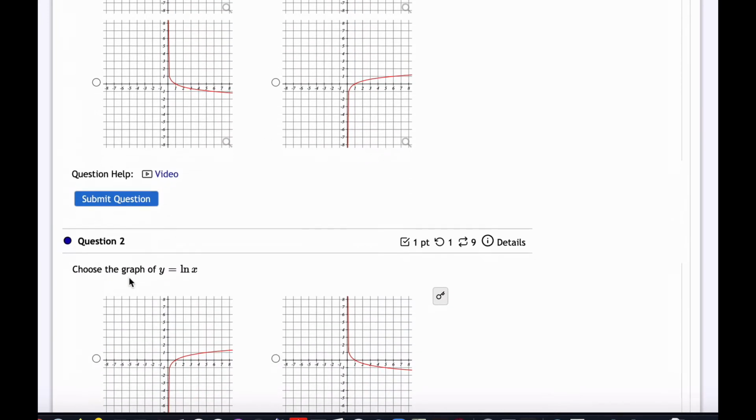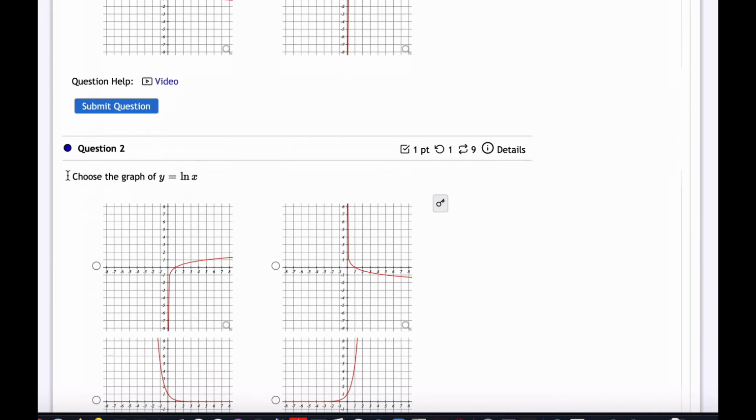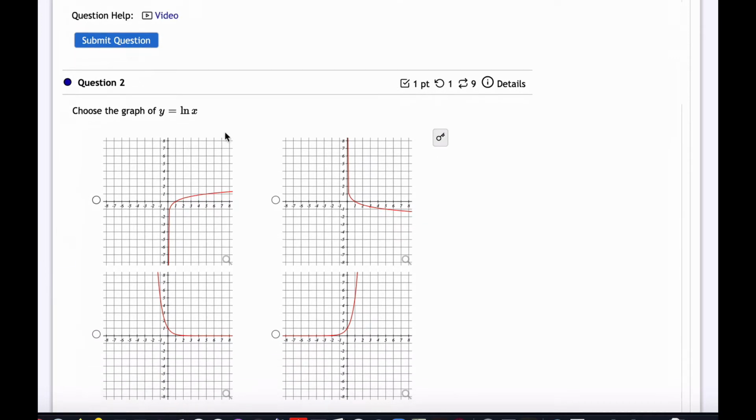Second question's a lot like the first one, except instead of log base 6 of x, it's ln x. So hopefully you understand what that means, what the base is here for this log graph, and you can choose it from these 4 graphs. And kind of same idea, I think you can get the correct answer pretty easily via process of elimination, but I'd like it if you had an idea of how to come up with the graph of y equals the natural log of x all on its own, not just choosing it from these 4 options.